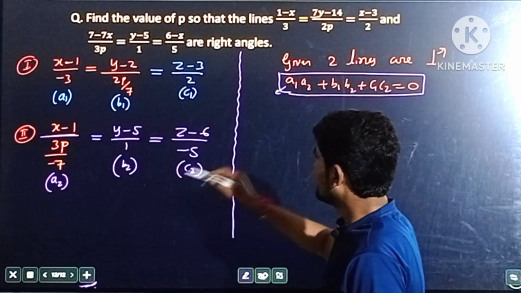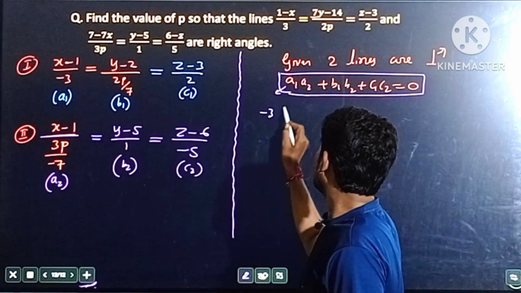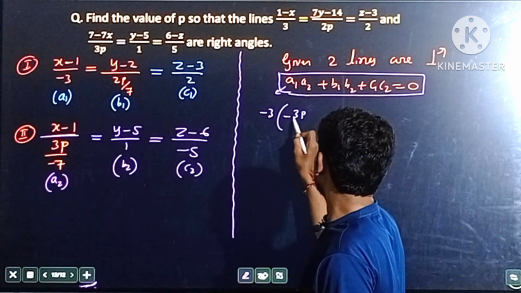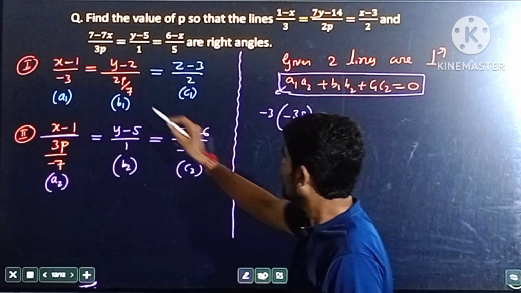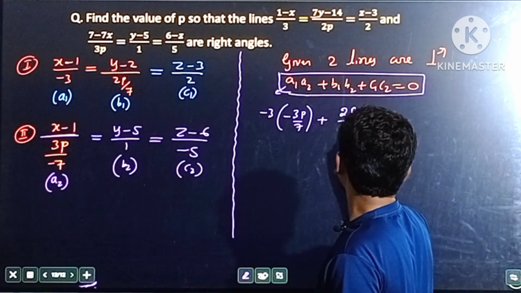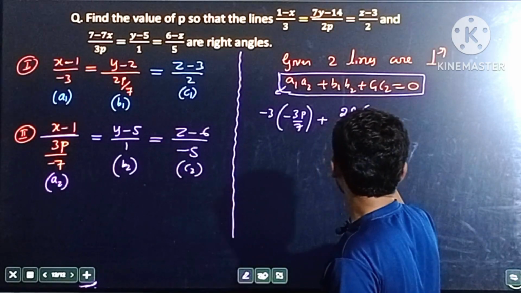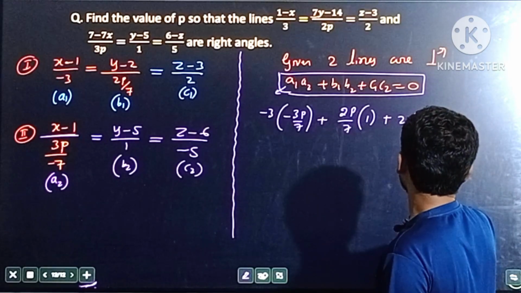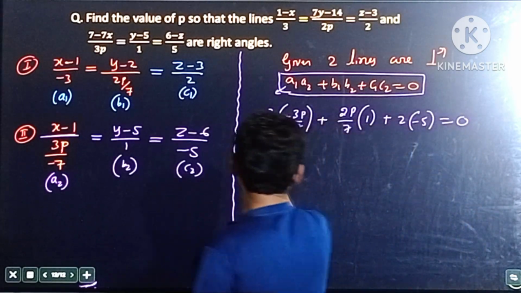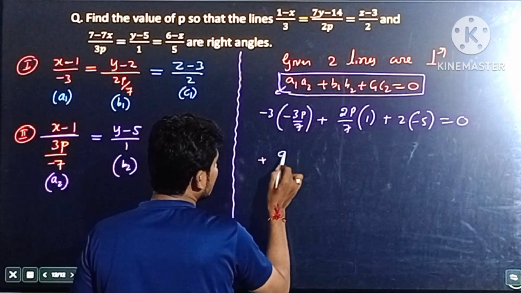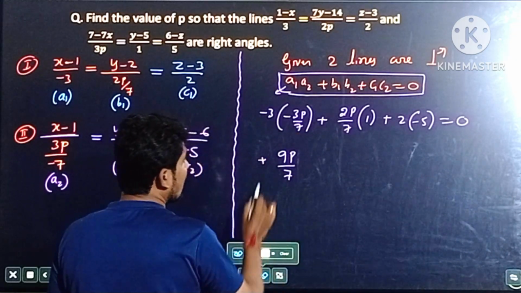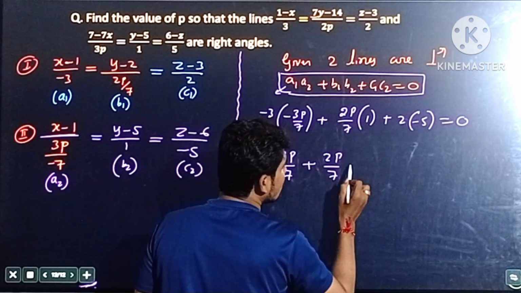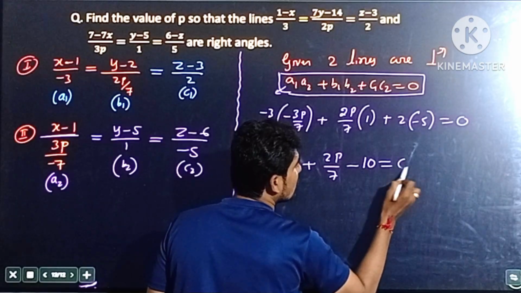The value of a1 is minus 3 into a2 is minus 3p by 7, plus the value of b1 is 2p by 7 into the value of b2 is 1, plus the value of c1 is 2 into the value of c2 is minus 5, which is equal to 0. Now minus into minus plus, 3 into 3p is 9p divided by 7, and plus 2p into 1 is 2p divided by 7, plus 2 into minus 5, minus 10, equal to 0.